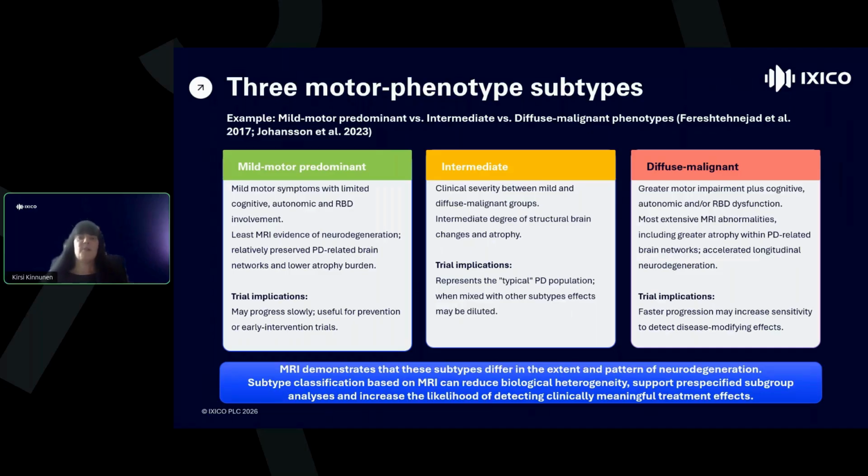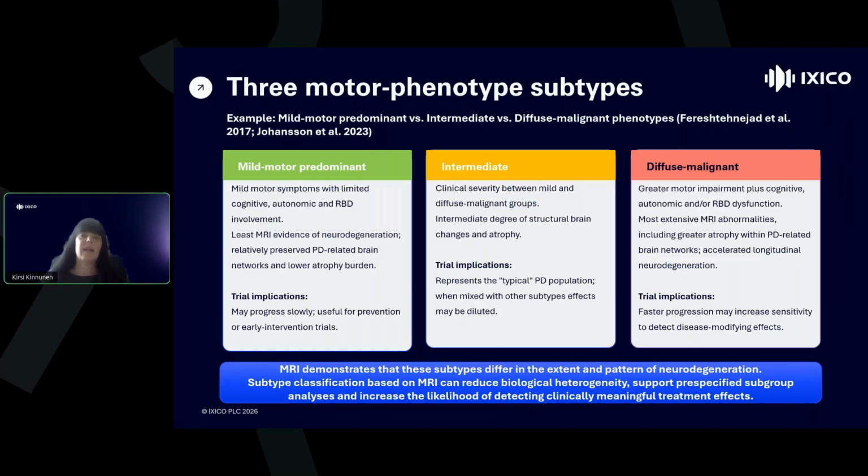MRI provides objective biological evidence that clinically defined Parkinson's disease subtypes differ in underlying neurodegeneration and progression rates. The diffuse malignant subtype demonstrates greater baseline neurodegeneration and faster clinical and imaging progression than the mild motor predominant subtype. Stratifying patients by subtype may reduce biological heterogeneity and reveal treatment effects that could be obscured in a pooled analysis.